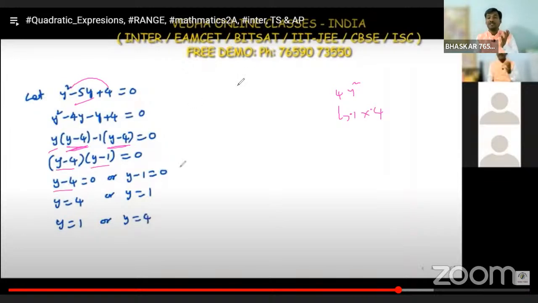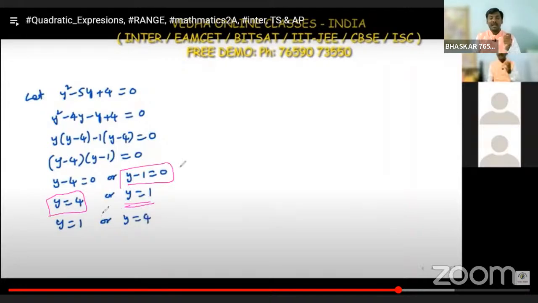When the product of two factors is 0, either the first factor is 0 or the second factor is 0. y minus 4 equals 0, that means y equals 4. y minus 1 equals 0, or y equals 1. Here always remember, why we change it like this?